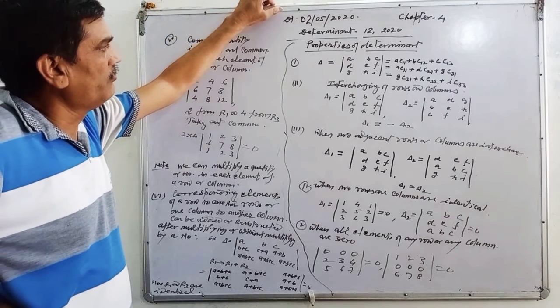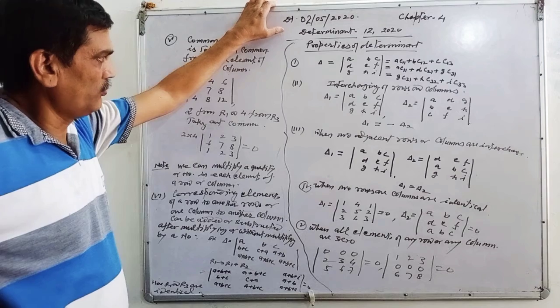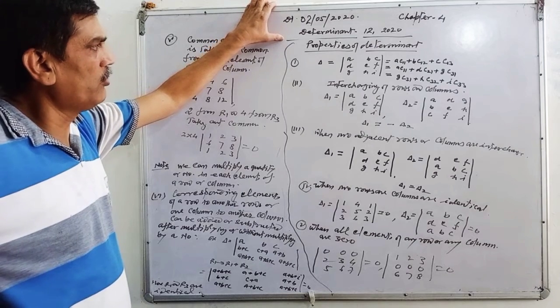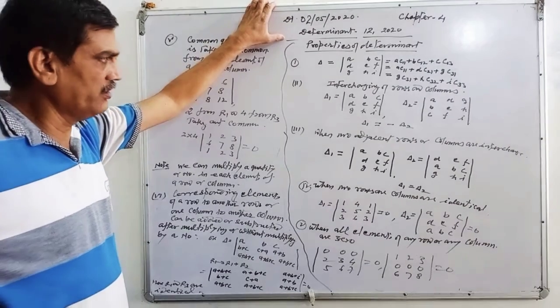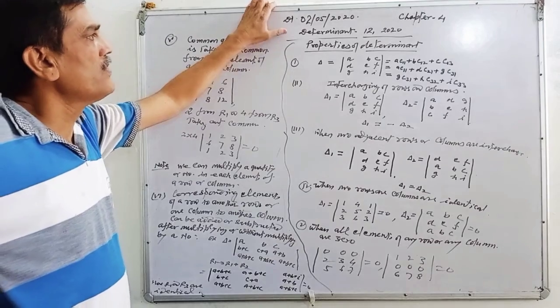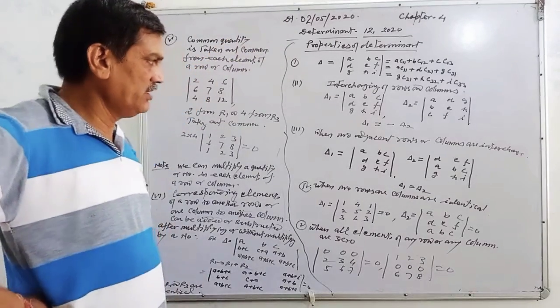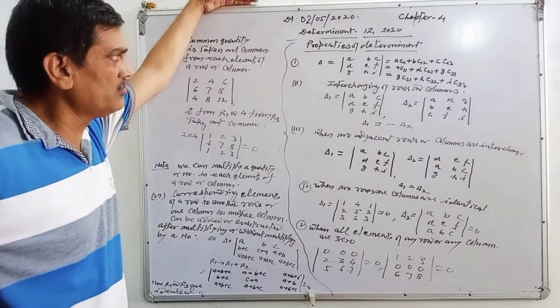Today is the second day of determinant chapter number 4. We will learn about the properties of determinants. Why? Because with the help of these properties, you can easily solve the problems.